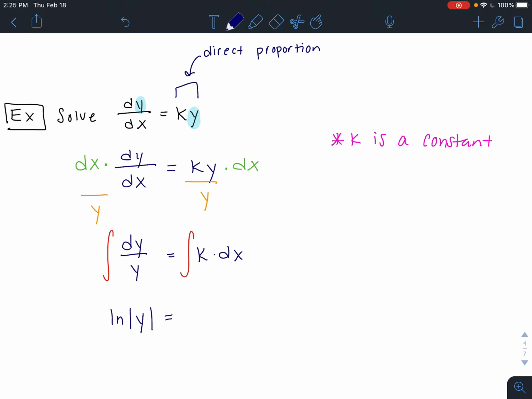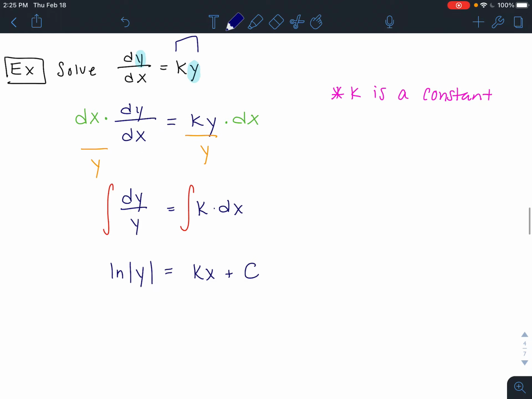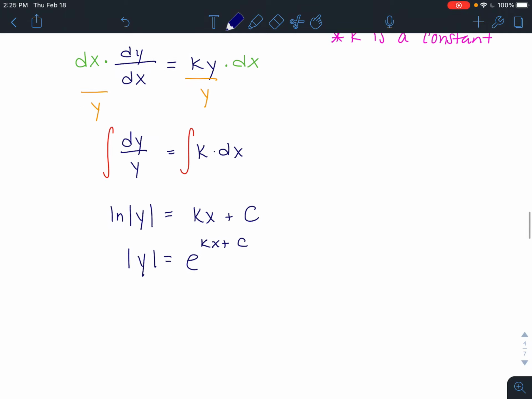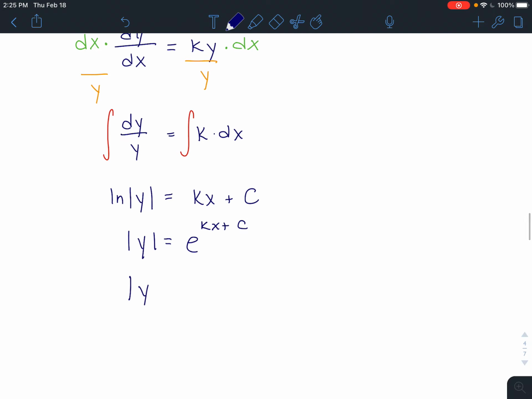So the integral of dy over y, we know that's the natural log of the absolute value of y. And then the integral of a constant, right, we're integrating with respect to x because of the dx, so this is going to be kx plus c. So then we want to solve for y, so to get rid of the natural log, I'm going to rewrite it as an e equation. So this means that the absolute value of y equals e raised to the kx plus c power.